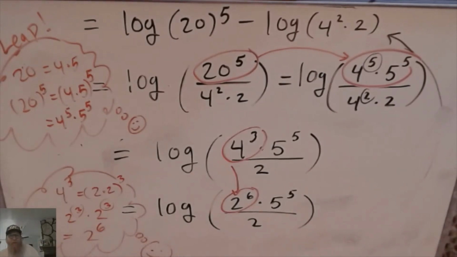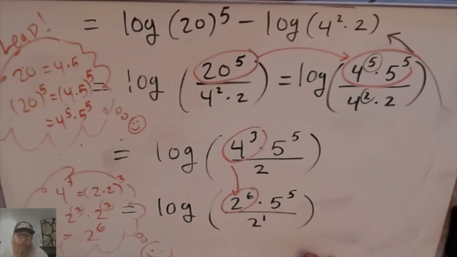And if you don't believe me, you can actually do it. 4 times 4 times 4 is 64. That's exactly the same as 2 times 2 times 2 times 2 times 2 times 2. 6 twos. I think that was 6 twos.